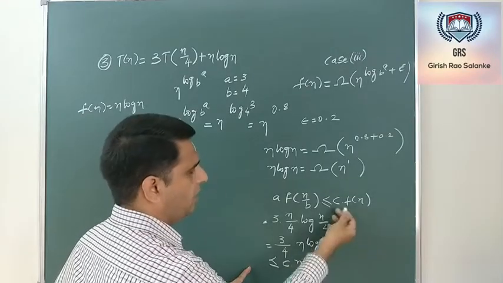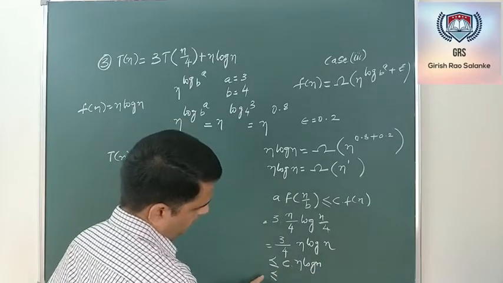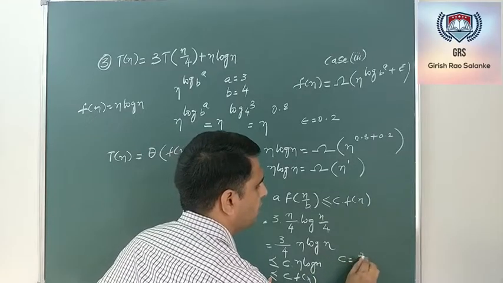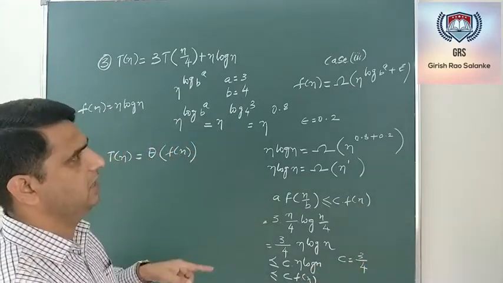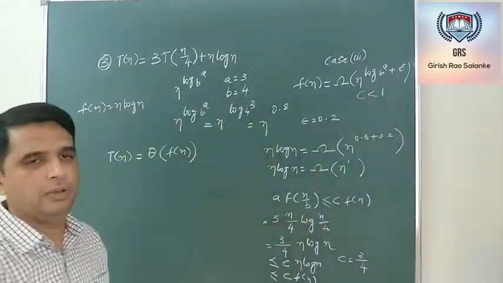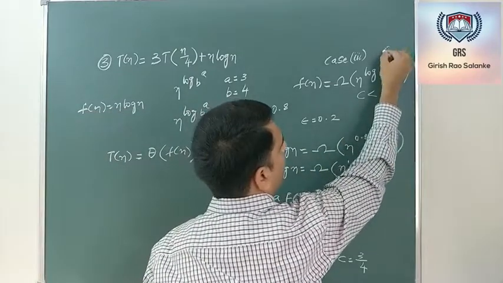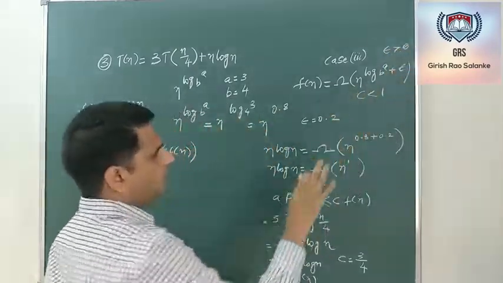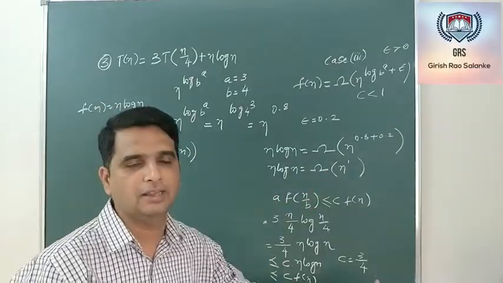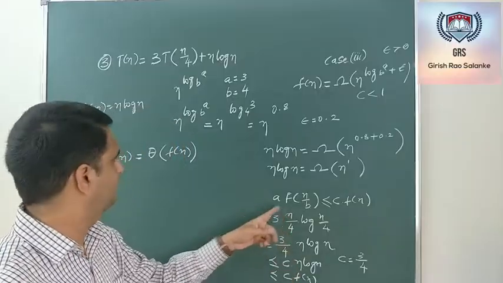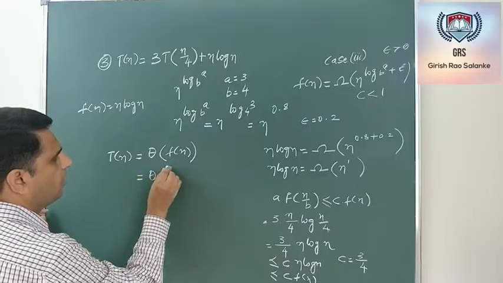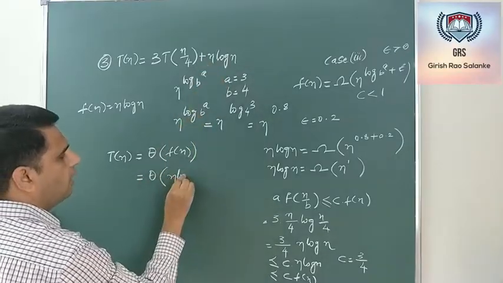Now what is n log n? n log n is f of n, so I can write it as less than or equal to c into f of n. So what was the value of c? c value is 3 by 4. Even in the statement of the master theorem, case 3, you might have noted that c value should be less than 1, and epsilon value should be greater than 0. Anyway, this is done. So even the second part is also true, and it is true for all the larger values of n. Therefore, I can state that T of n is equal to theta of f of n. So this is nothing but theta of n log n.